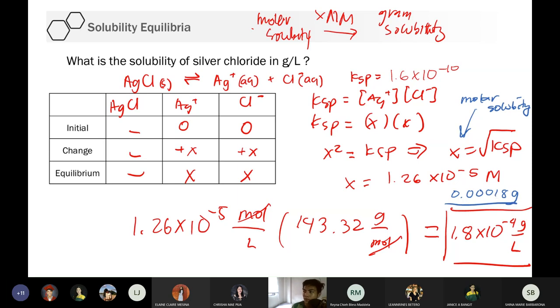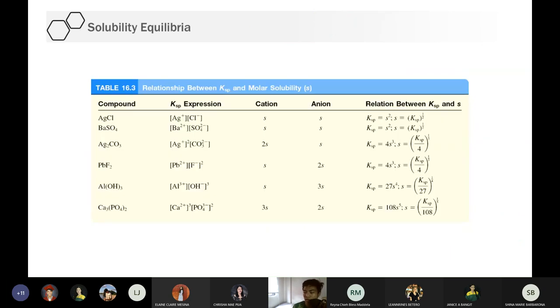Okay? So yan. So again, takeaways natin. The value of X corresponds to the molar solubility. And when you multiply it by the molar mass, you get the gram solubility or just the solubility. Okay? So gano'n lang. Mas madali na yung calculations ngayon.